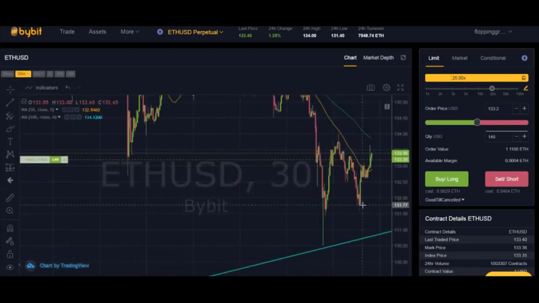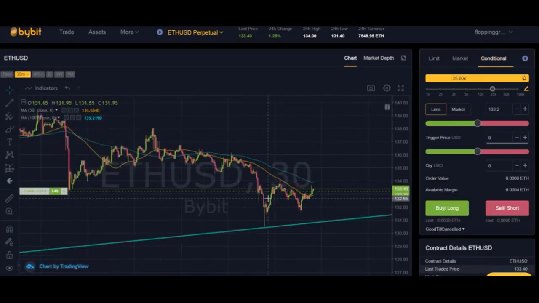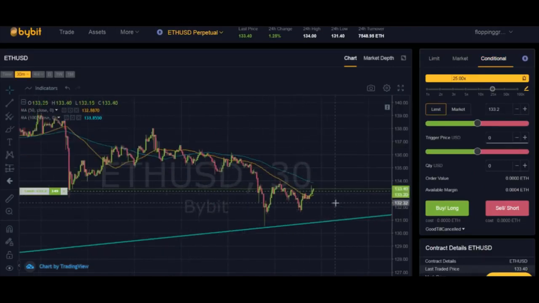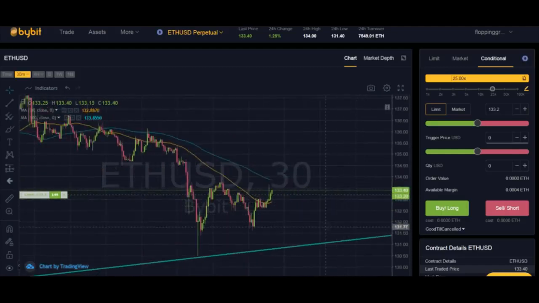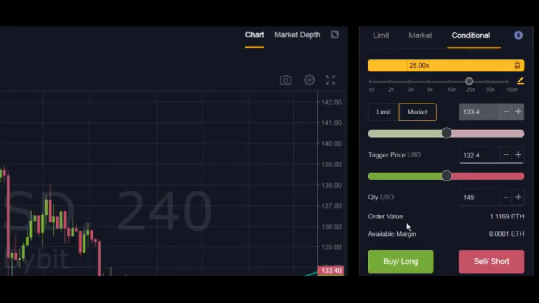Alright, so the next type of order we're going to do is a conditional. Let's say we went long and it just starts tanking. So what we can do is set a stop loss with our conditional order. And you can do market stops and limit stops. I suppose the best way to explain market versus limit stops, and the fact that you have to punch in this number twice here, is that with a market stop loss, you only need to set the trigger, the stop loss trigger itself.